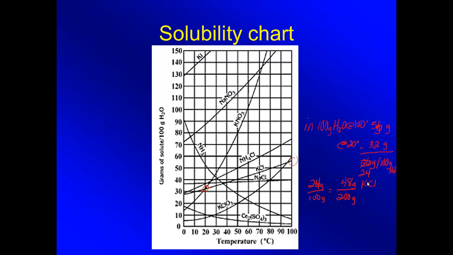So when you're using these charts, you just really have to be careful to see the water. And if you ever give two temperatures, you're going to compare and you're subtracting to see what the difference is. It could either say how much more do I need to add or how much is going to be crystallized. Those are the two ways that we can see two different temperatures. They're just asking you to compare the amounts between the two temperatures.